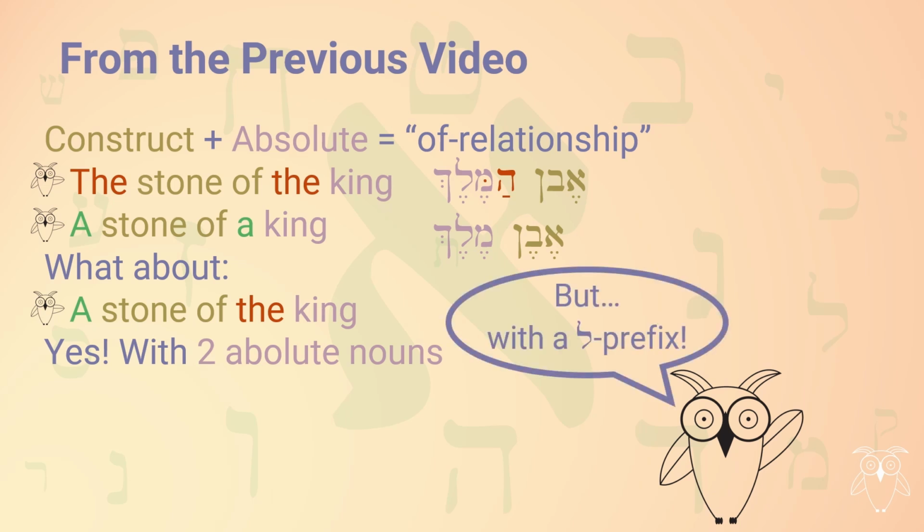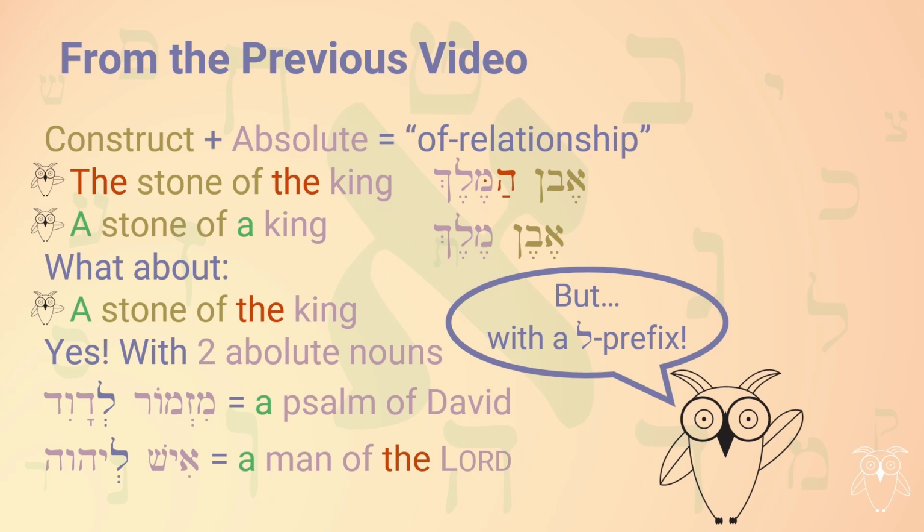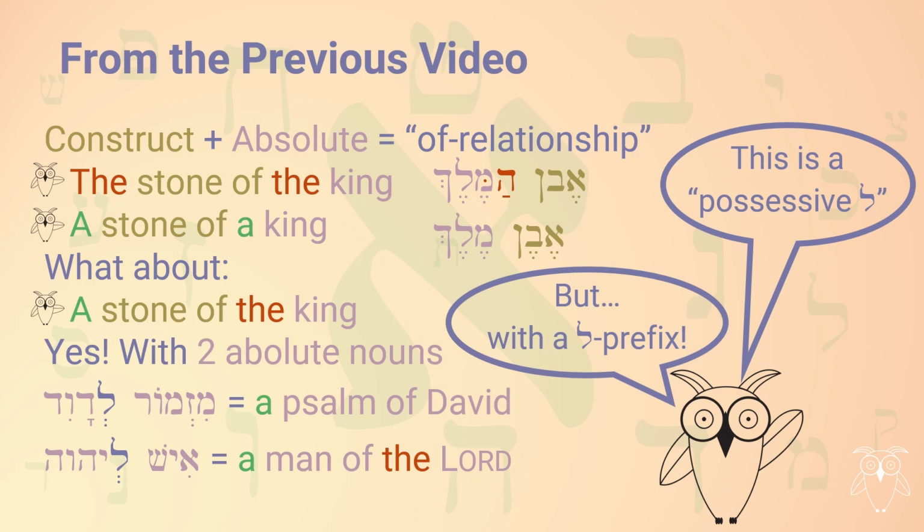Add a lamed preposition. This is most common when the second noun is a name, like in the heading over some of the Psalms, where it says Mizmor LeDavid, a psalm of David. Or this one, Ish Ladunai, a man of the Lord. So the lamed prefix, which often functions like the preposition "to," now becomes a possessive lamed.